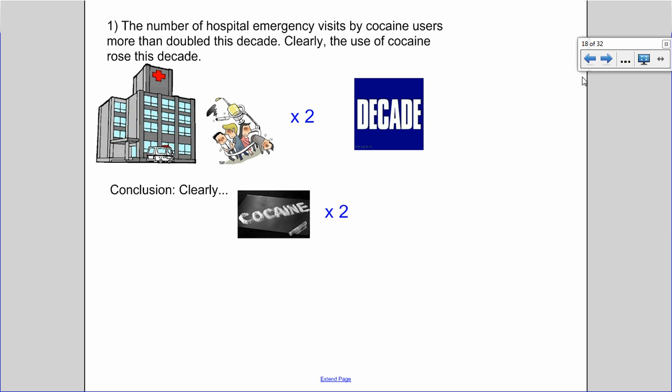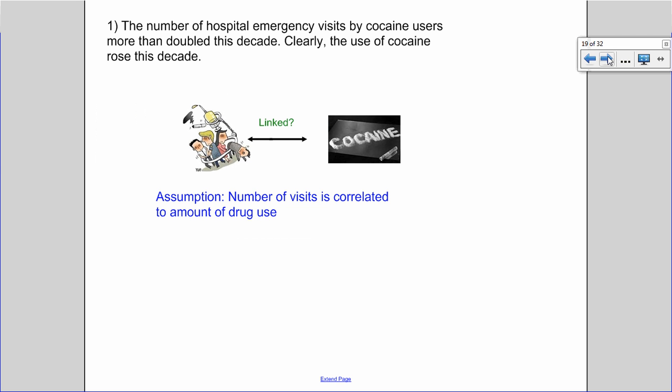The number of hospital emergency visits by cocaine users more than doubled this decade. Clearly, the use of cocaine rose this decade. So in other words, they're trying to make a link between cocaine usage and the amount of hospital visits. In other words, they're saying that the number of visits is correlated to the amount of drug use. Being able to predetermine a basic conclusion before we go to the answer choices is very helpful in coming to the final answer.